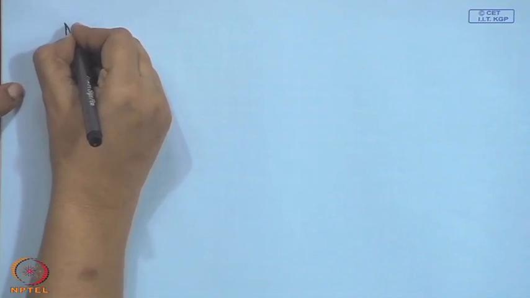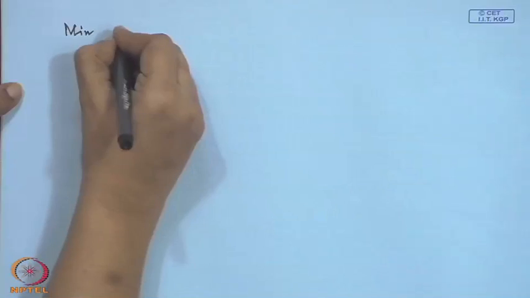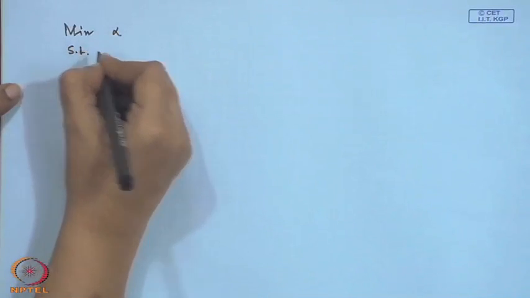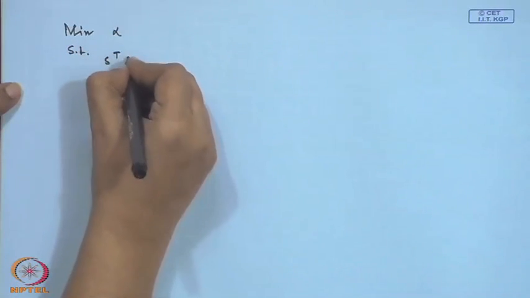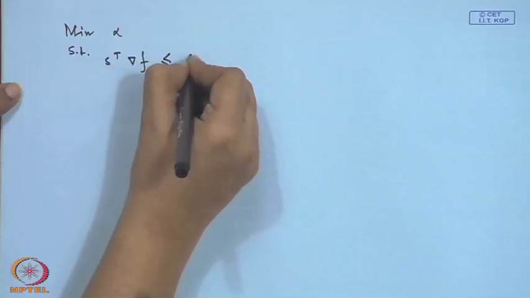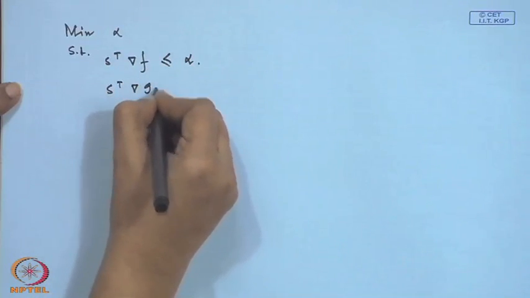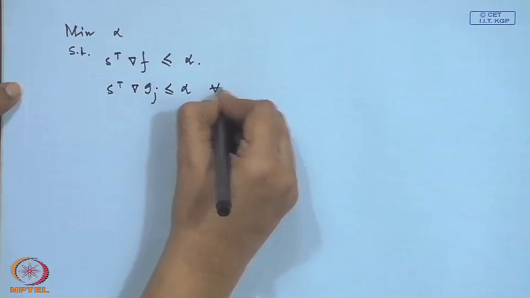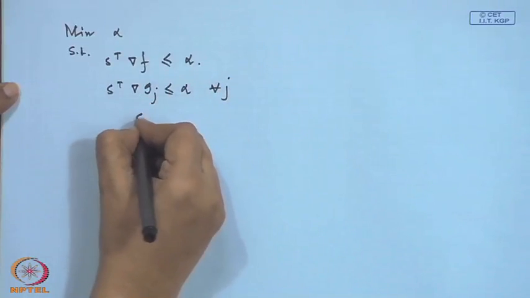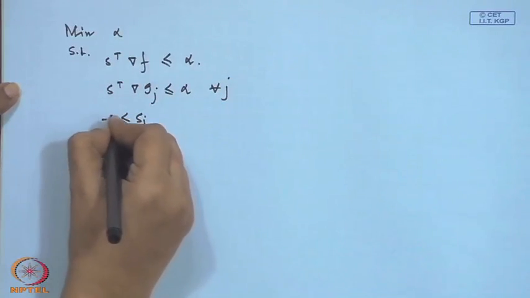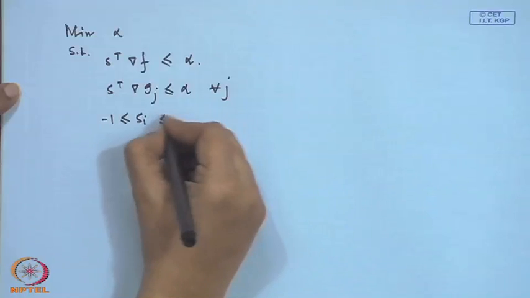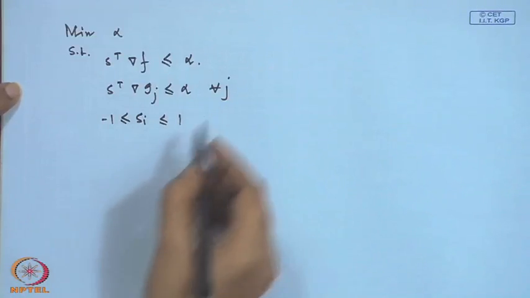Now, we are doing a certain modification for this problem. Let me write down this modification. Minimization of alpha subject to S^T grad f less than equal to alpha, S^T grad Gj less than equal to alpha for all j equal to 1 to m, and we have considered that all components of S are in between minus 1 and 1.